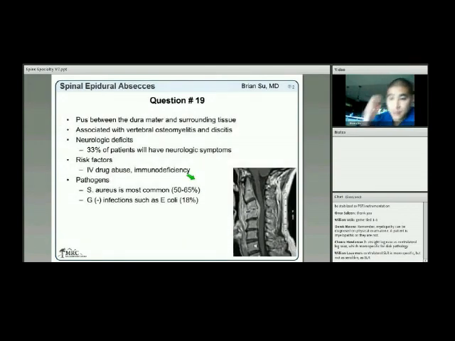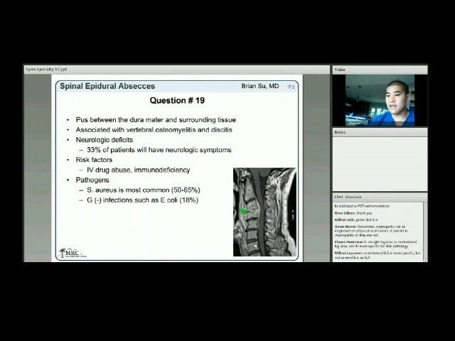It's pus that's between the dura mater and the surrounding tissue. This is a collection of pus that's here. It's often associated with discitis, osteomyelitis, and we will review that later. So often you'll see destruction of the disc space along with it, inflammation of the soft tissues, and contiguous fluid with the disc space as well as the abscess. A third of patients will have neurological symptoms.